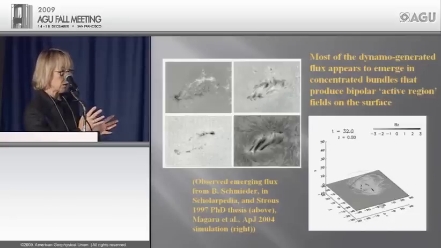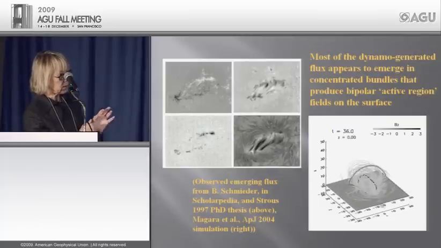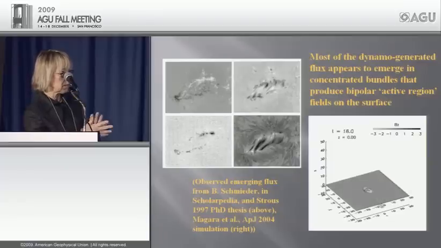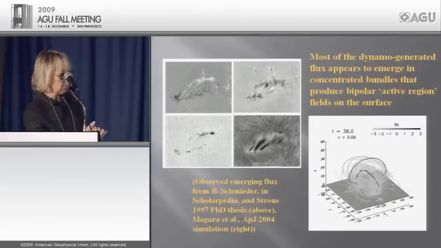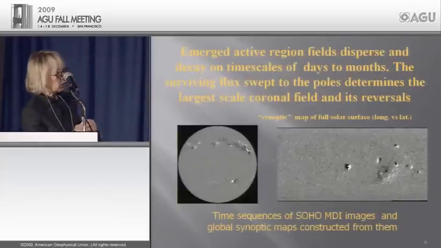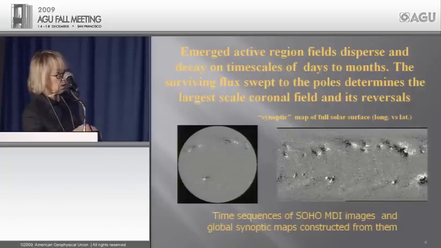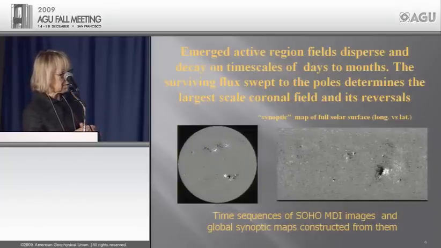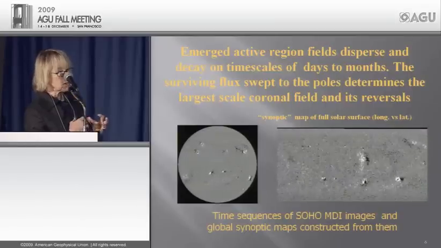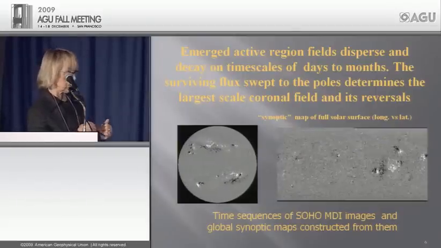We understand where these active regions come from to some degree. The flux from the dynamo activity seems to emerge in concentrated regions on the sun. It erupts from the subsurface. The left-hand images show the magnetograms and white light images, as well as a couple of filtered wavelengths, and a simulation of an erupting, emerging active region from below the photosphere is illustrated on the right. Now, these emerged active region fields disperse and decay on the surface of the sun on timescales of days to months. The current understanding is that the surviving flux that's swept to the poles determines the largest scale fields in the corona that affect the interplanetary medium and also are responsible for the polarity reversals that we see.